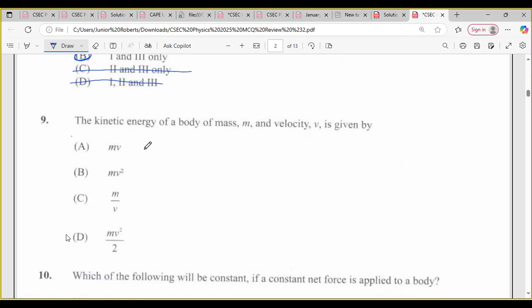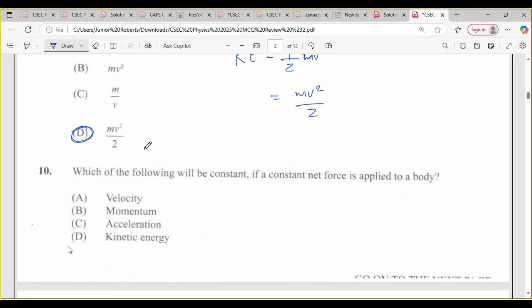Number 9 now says the kinetic energy of a body of mass m and velocity v is given by. So we must remember kinetic energy is a half mv squared, right, which is the same thing as mv squared over 2, which corresponds to B. So 9 is D.